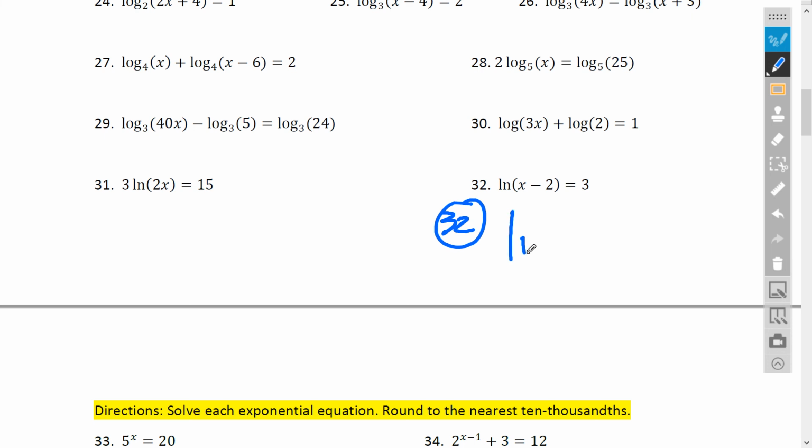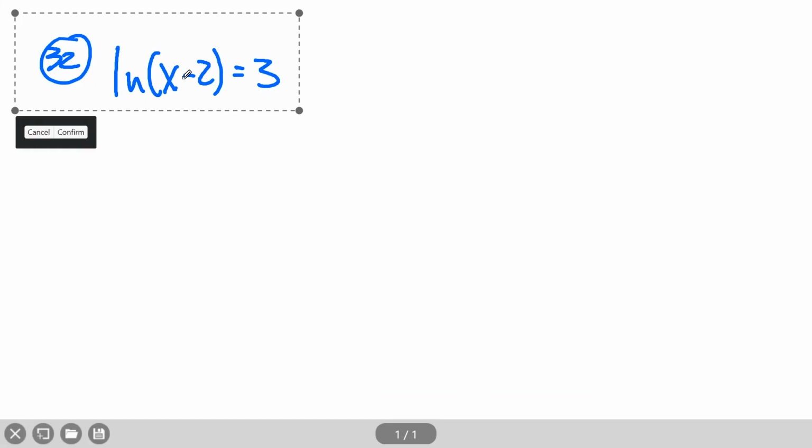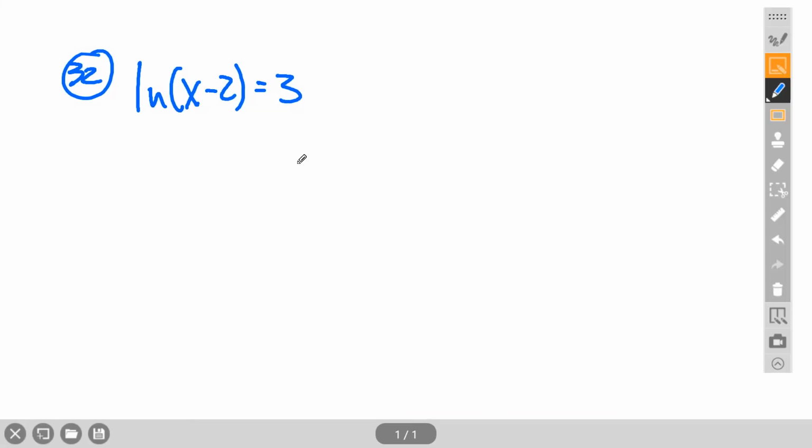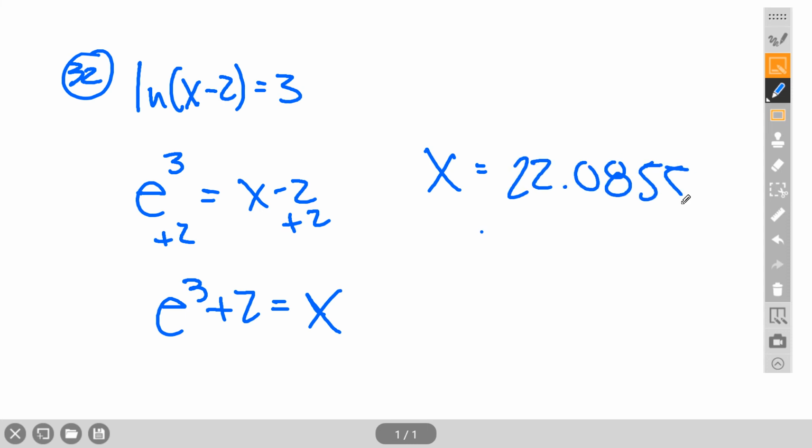Number 32, we have the natural log of x minus 2 equals 3. So we'll put this in exponent form. So e cubed is equal to x minus 2. We'll solve for x by adding 2. So e cubed plus 2 equals x. And then we'll just put that into the calculator, e cubed plus 2, which is about 22.0855.